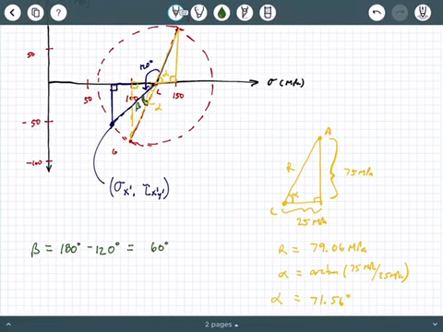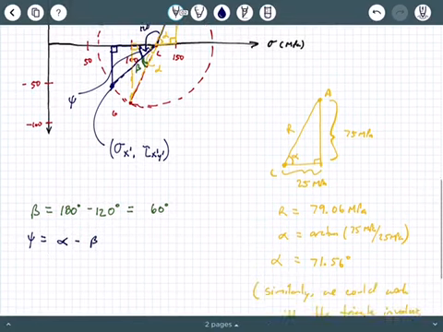Let's do that. I know there's a lot going on in this figure. I'm going to change colors again. I'm going to get this angle right here. I'm going to call it beta. Okay, I'm going to put 2 tick marks there. I'm going to say beta equals 180 degrees minus 120 degrees. And that, of course, is 60 degrees. Okay, but that's not really the angle that I'm interested in. What am I really interested in? I'm interested in this angle right here.